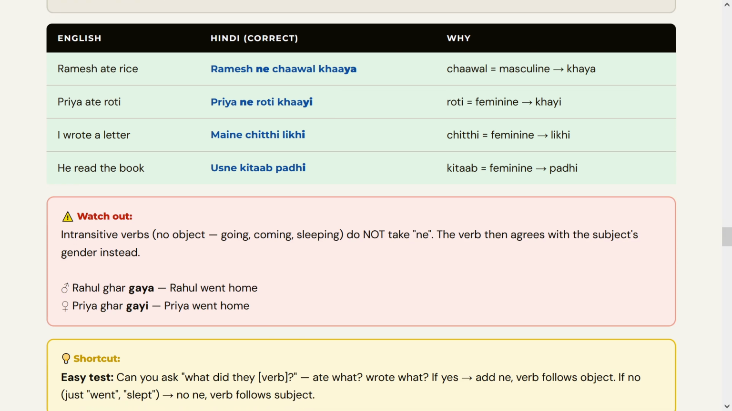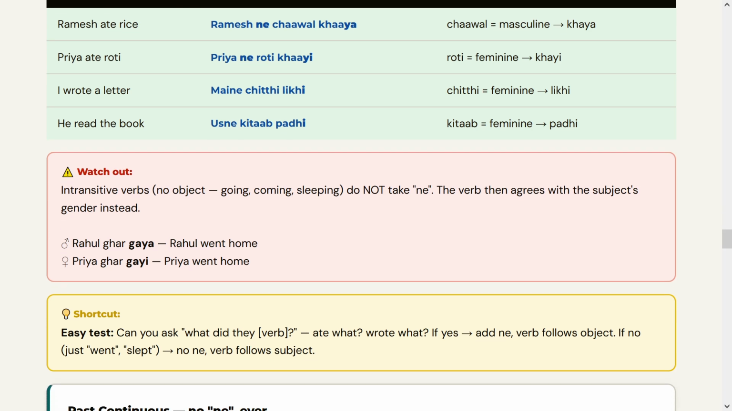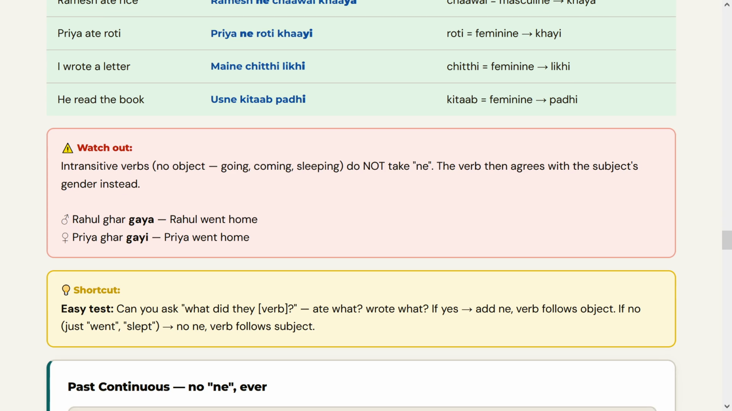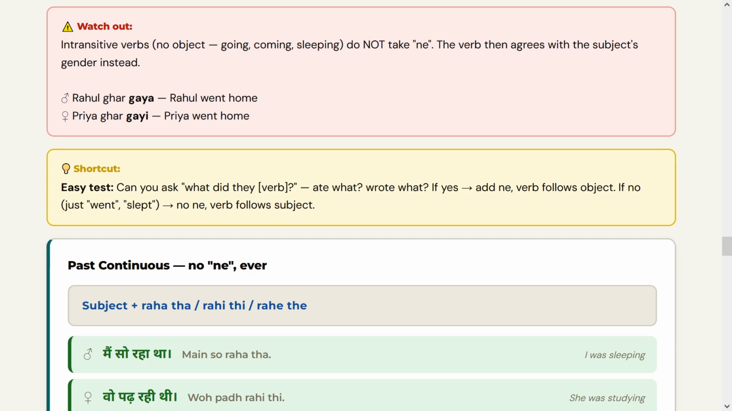Now the critical question: when does ne not appear? When the verb has no object. When you just go, come, sleep, fall. No object on the receiving end. Those verbs do not take ne. And the verb goes back to agreeing with the subject.